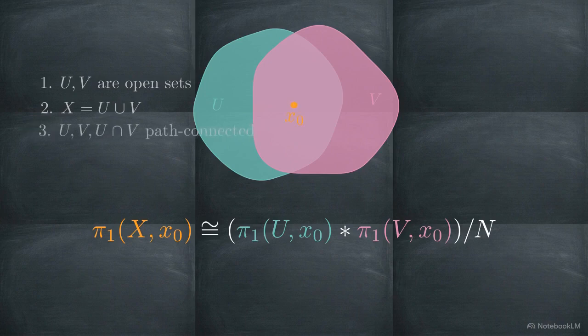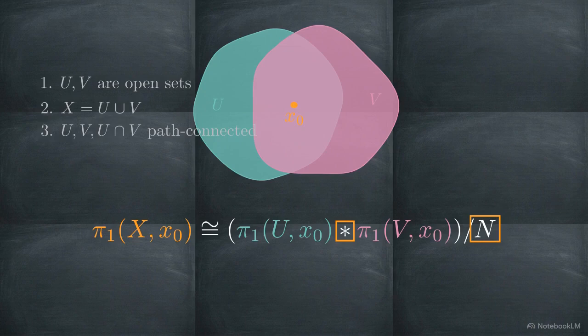Here is the requirement that catches most students. U, V, and their intersection must all be path-connected. A disconnected overlap would strand the base point, making it impossible to smoothly translate continuous loops between the two halves. When those conditions hold, the theorem states that the fundamental group of X is the free product of the groups of U and V, modulo a specific normal subgroup.